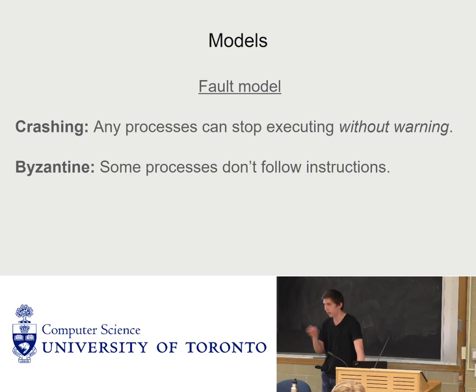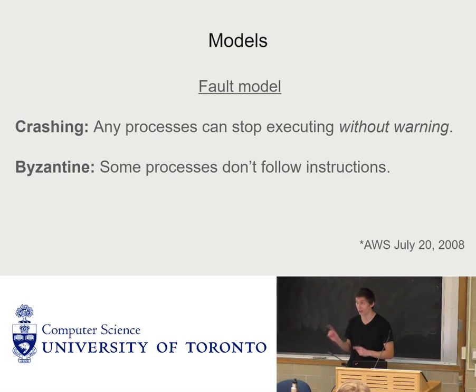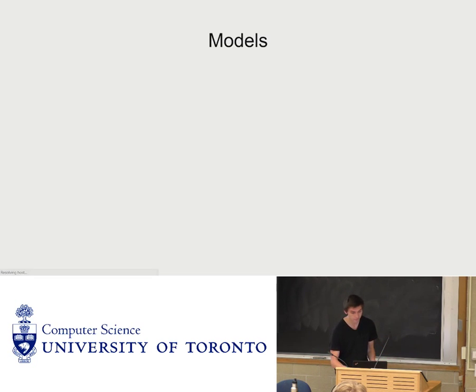Another kind of fault model that I won't be talking too much about is Byzantine faults, where some processes just stop following instructions and do their own thing. This might be due to malicious action, like a hacker trying to take over the system, or it might be due to incompetence. My favorite example of the latter is when a single corrupted bit in an AWS network packet caused the entire infrastructure to become unresponsive for 8 hours. So that was a system that wasn't resilient to Byzantine faults.